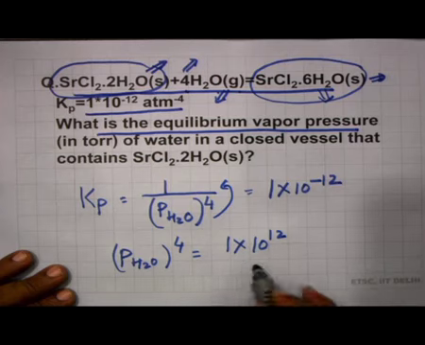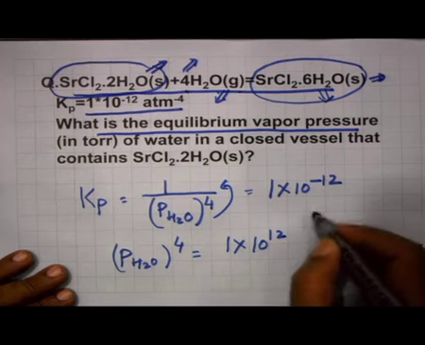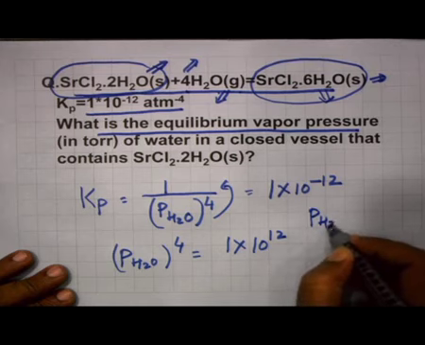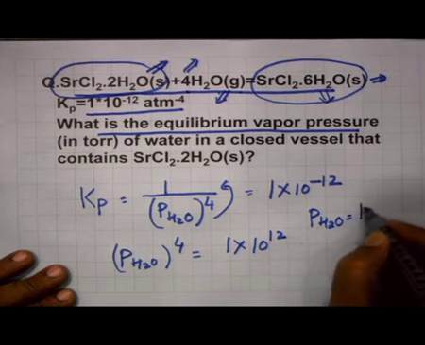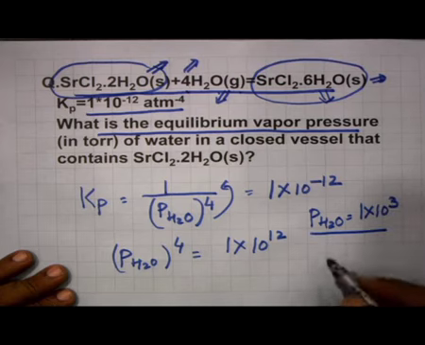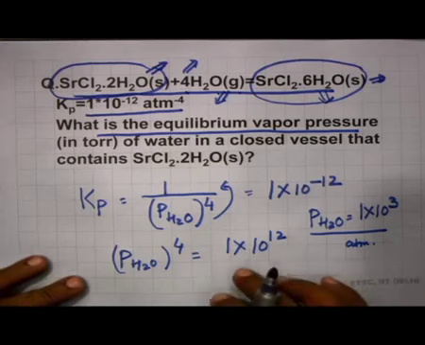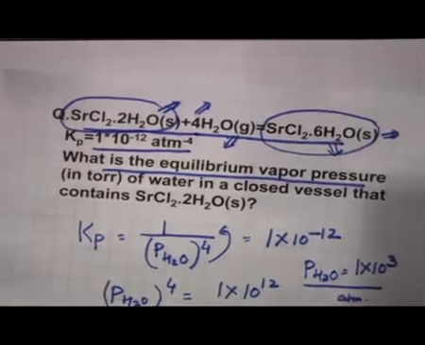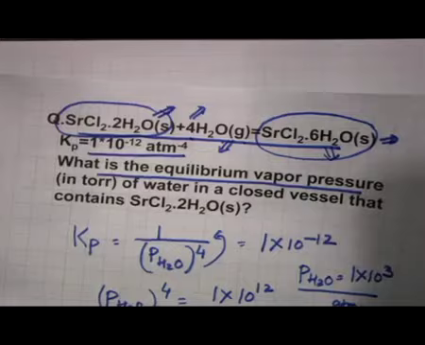So, you can simply write this, and then you will be able to calculate PH2O, which is nothing but 1 into 10 to the power minus 3 atmosphere. So, you will be able to calculate equilibrium vapor pressure in this case if Kp is given.